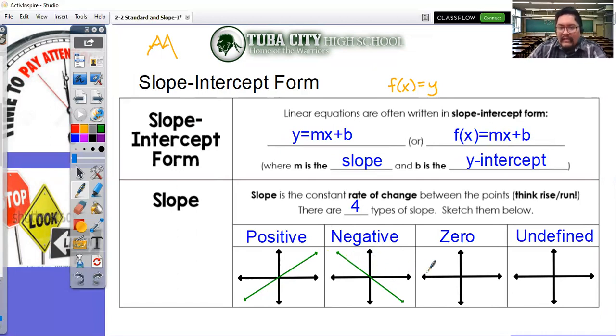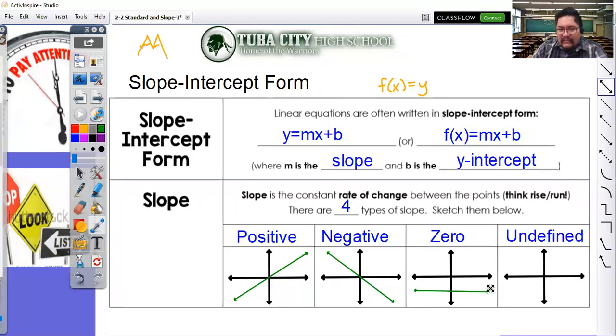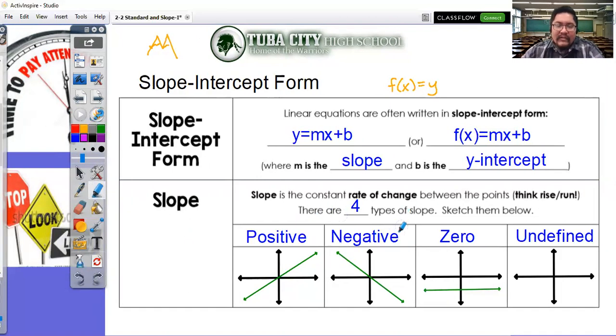And then the other one is a zero slope. Oops, need my line tool here. So a zero slope, and I'm going to write it just below here. It can be above, below, or anything. And that is, there is no slope.